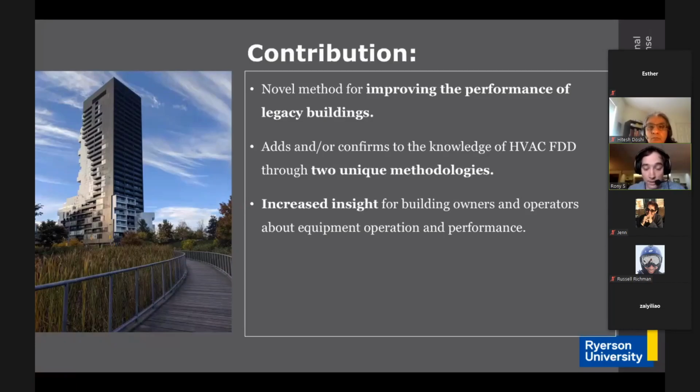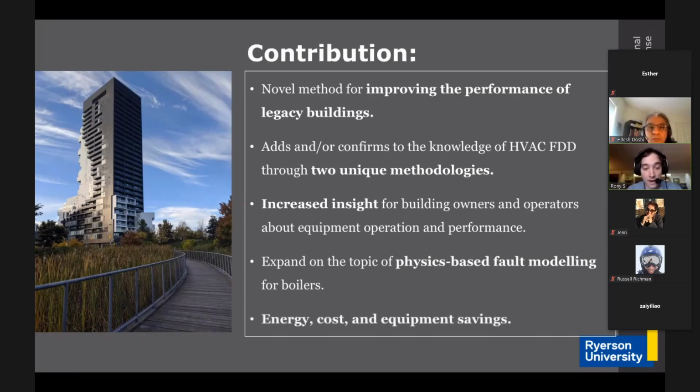Using these sensors that are installed in the equipment already, they get a better understanding of how it's operating. Next, we expand on the topic of physics-based fault modeling for boilers, and I'll go more into detail about what that is. And finally, we're providing energy costs and equipment saving potential for these buildings.